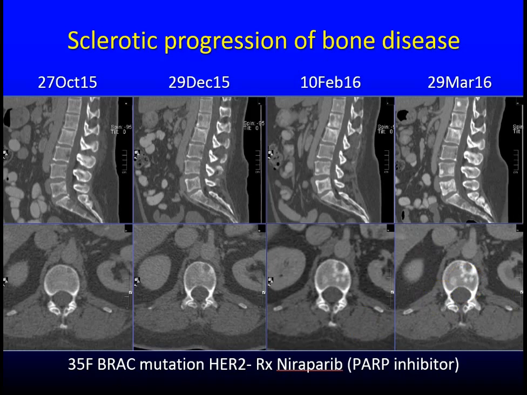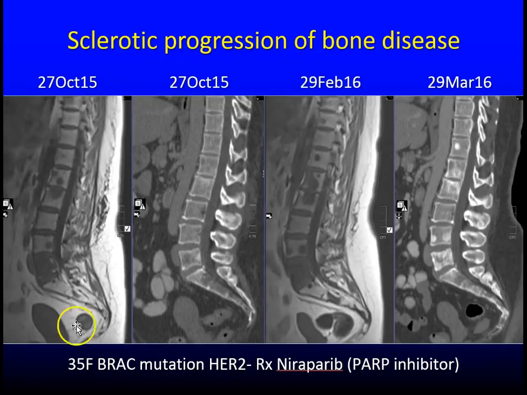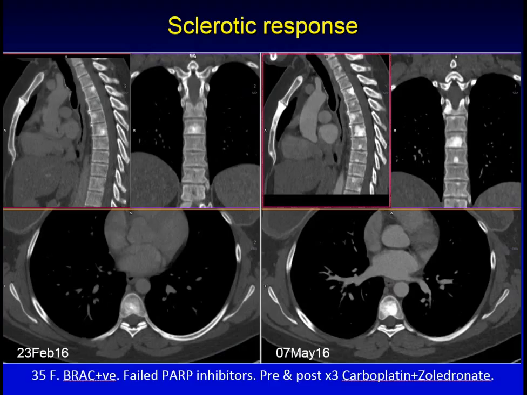This constitutes progression. We can confirm that with the MRI scans, which also show enlargement of previously noted lesions, in this case of sclerotic progression. Now, this pattern is in fact quite difficult to distinguish from sclerotic response. So in fact, the same patient then went on to receive carboplatin, and you can see that she's developing sclerosis. Now, this is new sclerosis. You should not interpret this as disease progression.